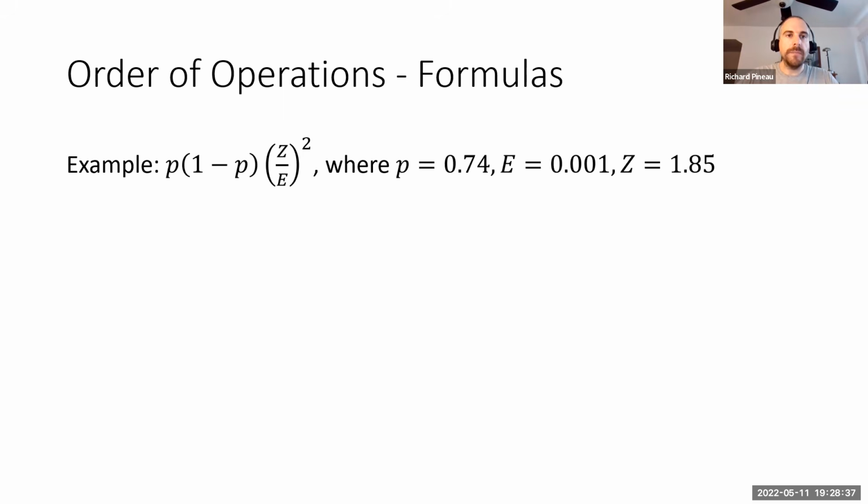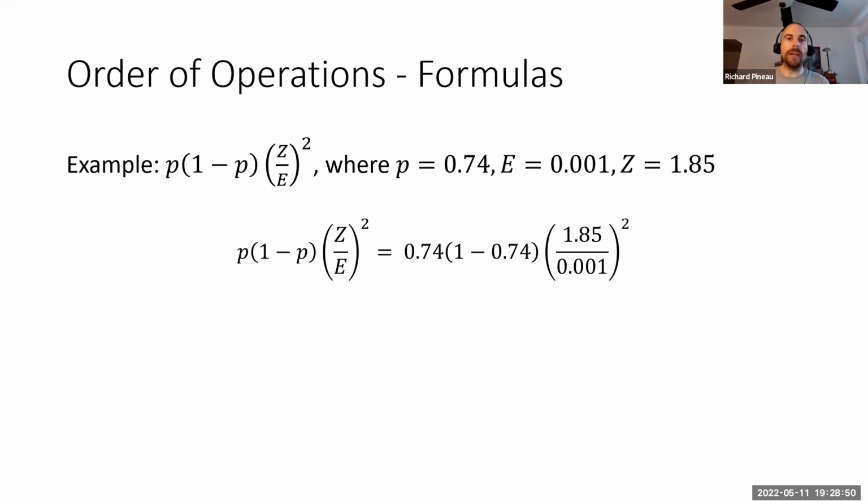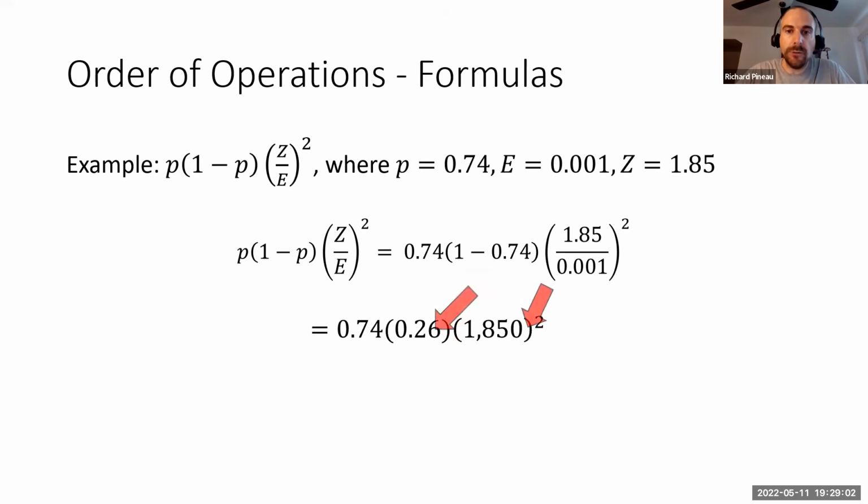The next formula is P times the quantity of 1 minus P times Z over E, quantity squared. Okay, and our values for P, E, and Z are given. All right. So here we go. We make sure we substitute correctly for P, Z, and E. So there they are. And next we need to make a determination of how do we do this with order of operations. There's quite a bit of stuff that's going on here. Okay, so here's what I did.